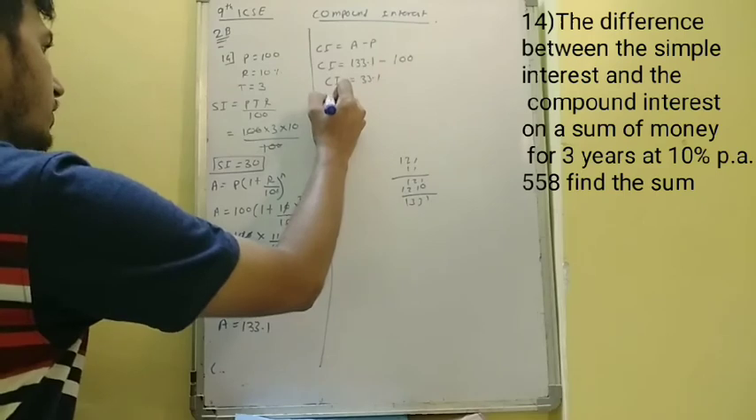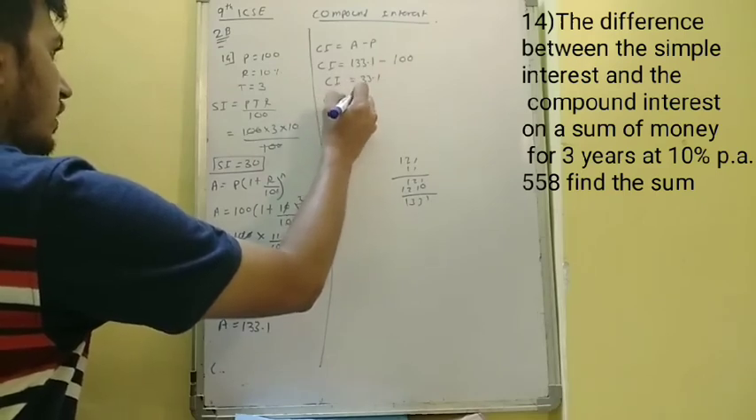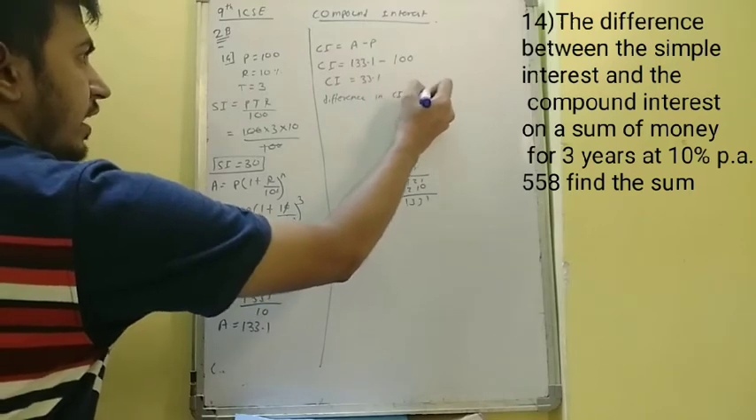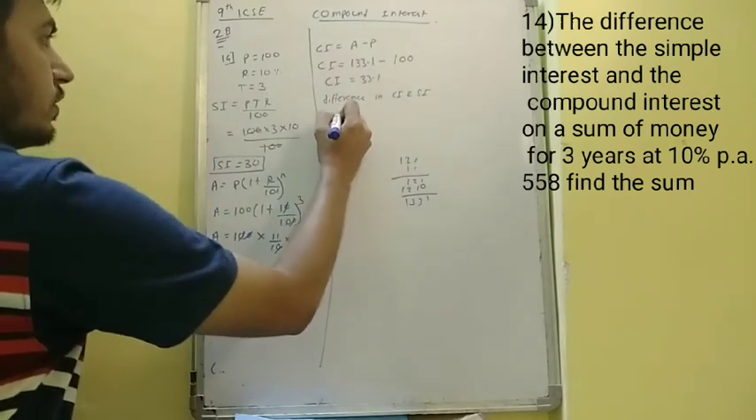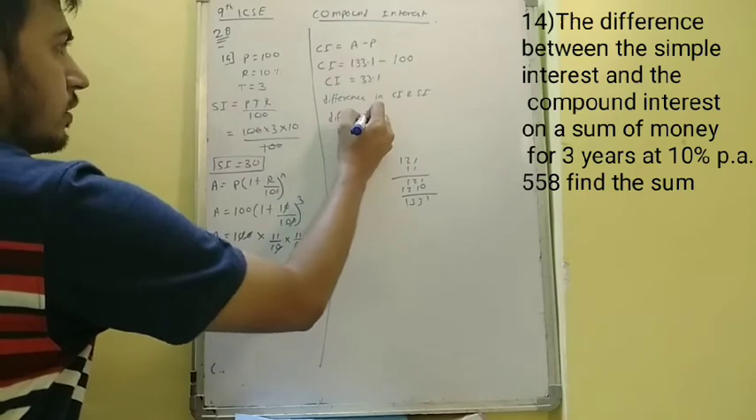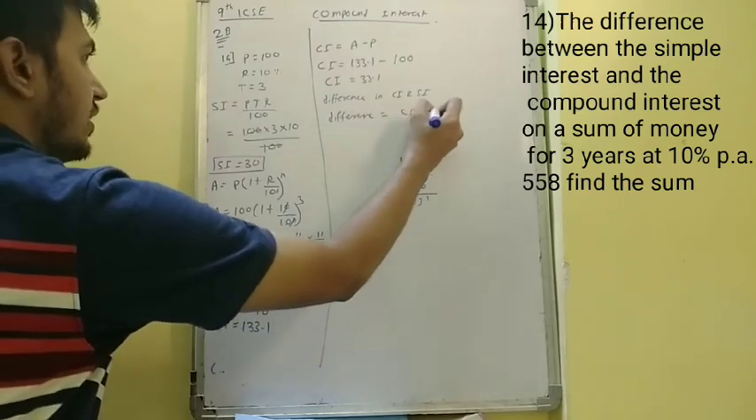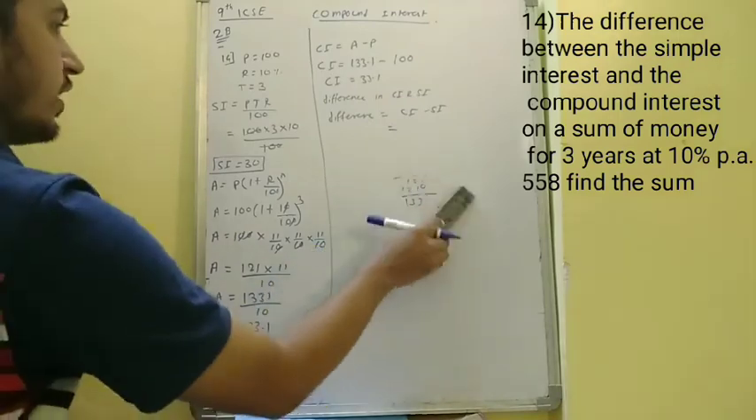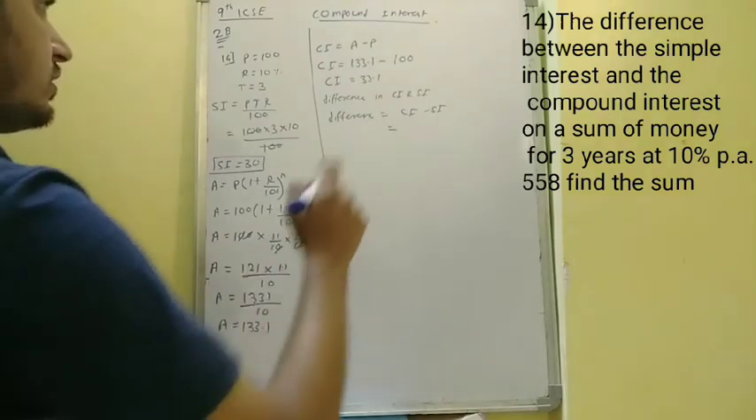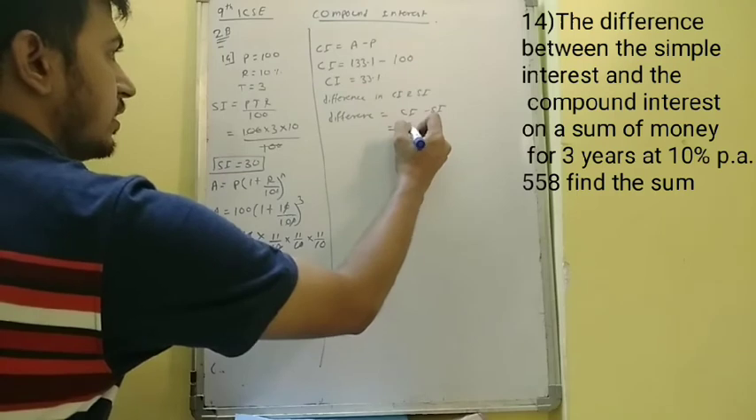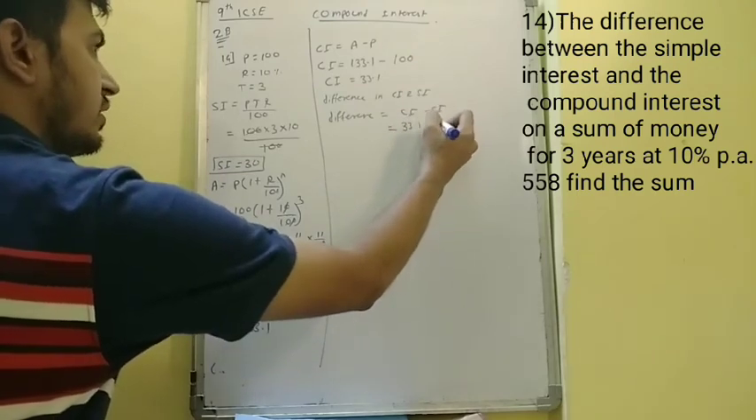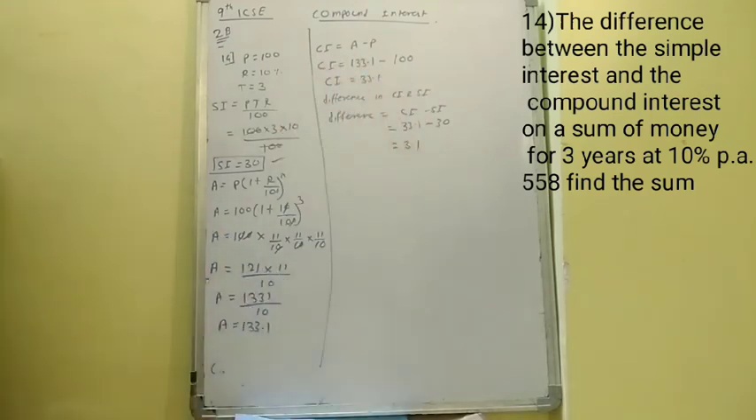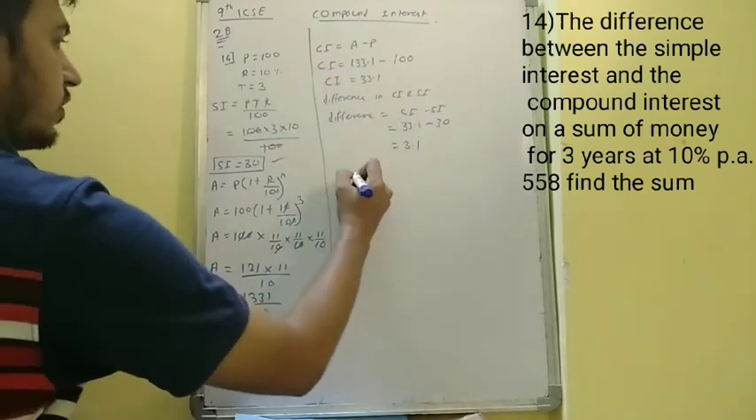Okay. Now the difference in compound interest and simple interest. Therefore, difference is equal to CI minus SI, compound interest minus simple interest. Okay. So what is the compound interest? It is 33.1 and the simple interest was 30. So the difference is 3.1. Okay. Now we will draw the table.